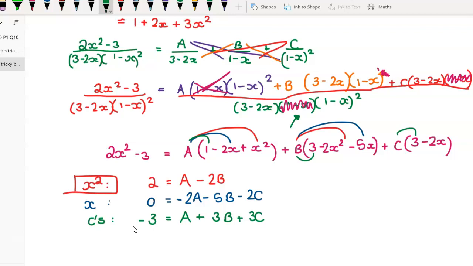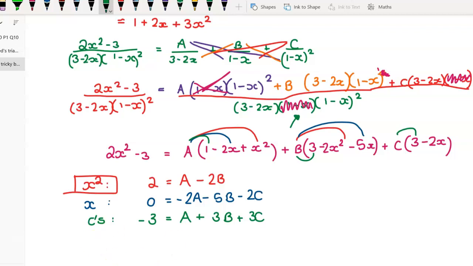Okay. So we've got 1a minus 2c's, and that's equal to 2. And then we've got minus 2a's, minus 5b's, minus 2c's, and that's equal to nothing. And then lastly, you've got 1a, 3b's and 3c's, that's equal to minus 3. I'm not sure I've got that right.